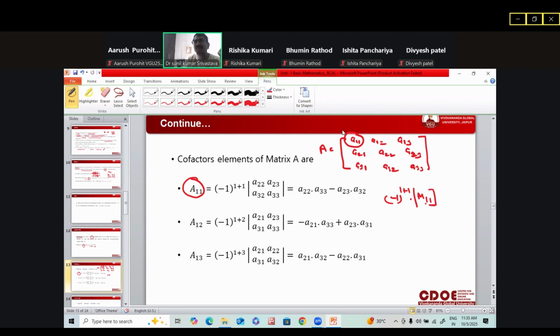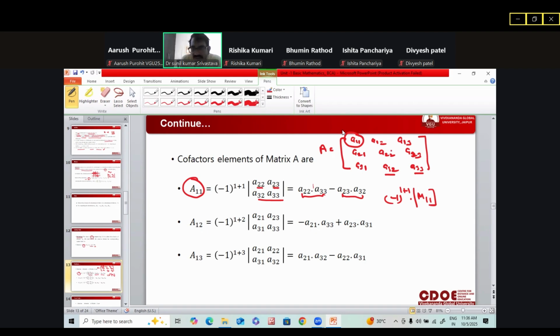We have to find the value of this one. M11 means that row and column are deleted, and the remaining elements in determinant form give the minor. So the remaining elements are A22, A23, A32 and A33. This gives A22 A33 minus A23 A32. So this is (-1) to the power of 1 plus 1 times this. Similarly, we can find the cofactors of all the elements, that is A11, A12, and so on.